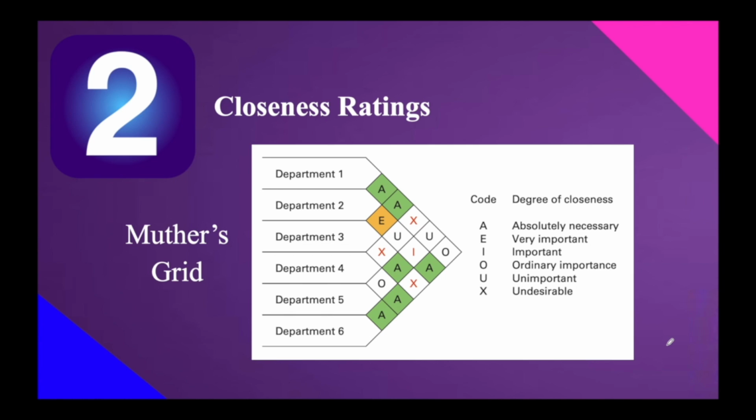Somehow this is a matrix, no, that we have a code letter A, E, I, O, U, X. So a code letter A means the degree of closeness of those two departments is absolutely necessary.